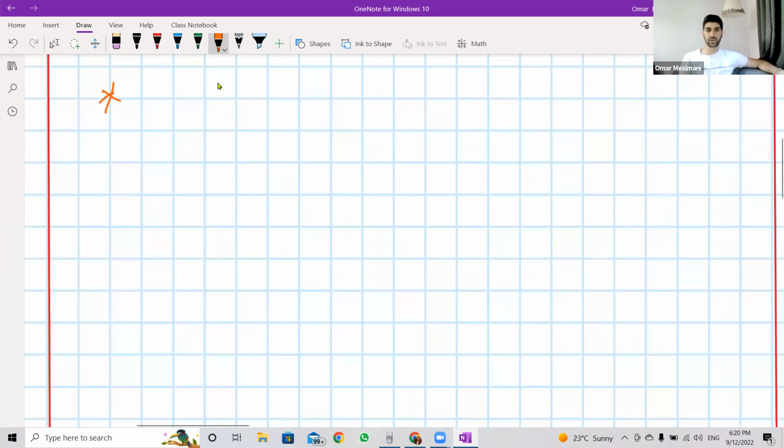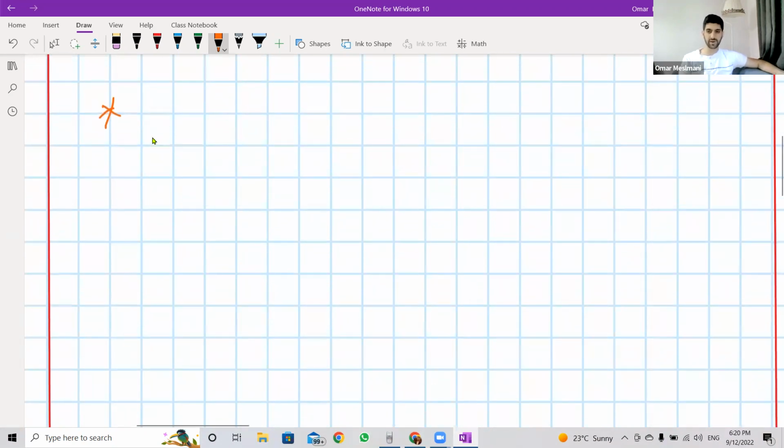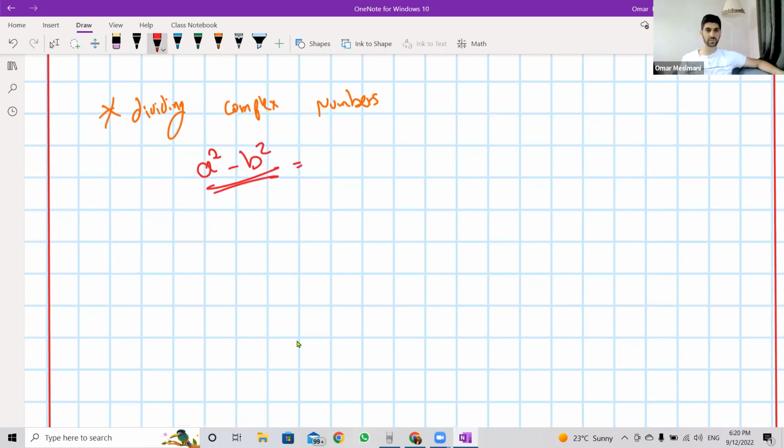Now, the last concept I will talk about for complex numbers is dividing complex numbers. I kept it to the last because basically this is the most important one. Before I start, you have to remember the idea of a squared minus b squared. Who remembered the formula for this? A squared minus b squared is A plus B multiplied by A minus B.